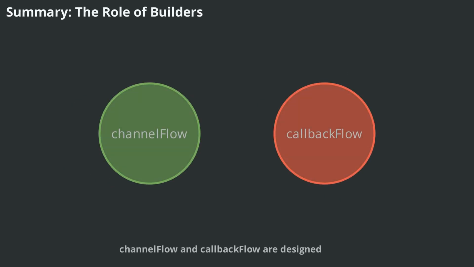Channel flow and callback flow are designed to overcome Flow's emission constraint. They provide a structured way to receive values from any context, ensuring that your data streams remain safe and predictable. By using these builders, you can handle complex scenarios with ease.